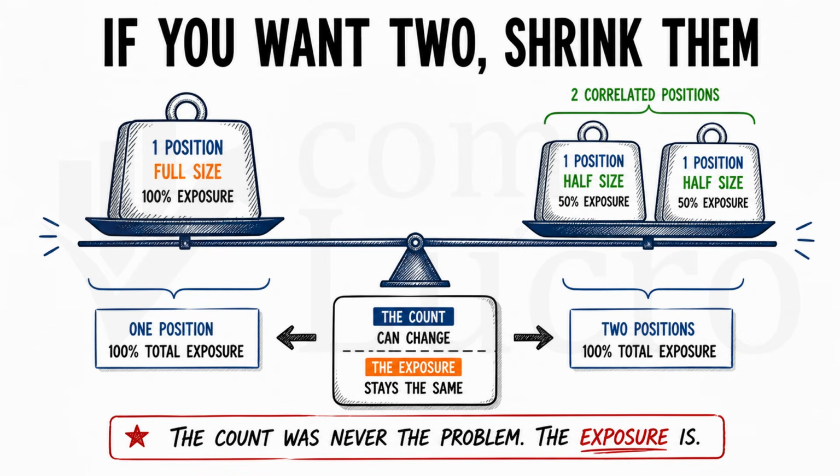Third fix, for when you genuinely do want 2 positions in the same family, shrink them. 2 correlated trades at half size carry roughly the risk of 1 at full size, which is probably the risk you meant to take in the first place. The number of positions was never the problem. The total exposure behind them is.